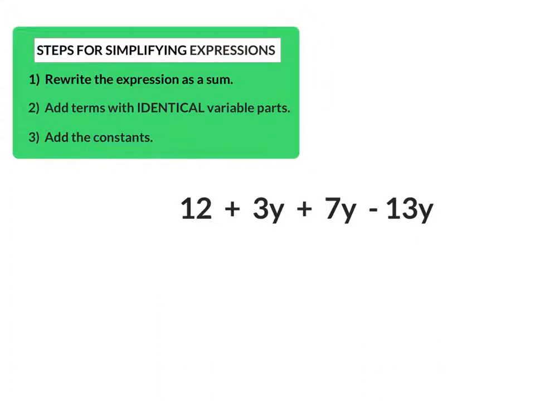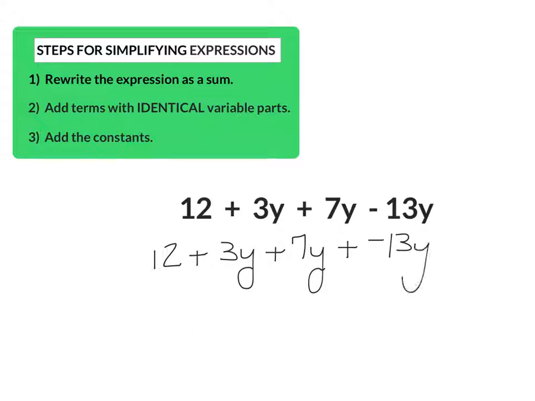In my next expression, I'm going to first rewrite the expression as a sum. So I have 12 plus 3y plus 7y plus negative 13y. Step 2 says add terms with identical variable parts. In this example, the terms with identical variable parts are 3y, 7y, and negative 13y. 3y plus 7y is 10y, and 10y plus negative 13y is negative 3y.